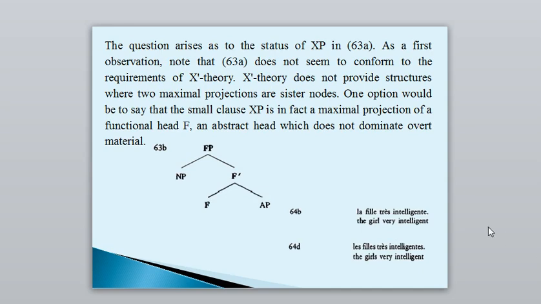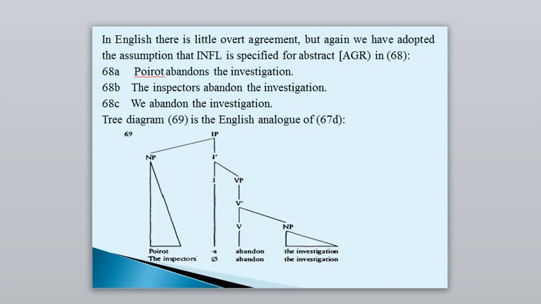So the question arises as to the status of XP in the previous diagram. As a first observation, note that this example does not seem to conform to the requirements of X bar theory. X bar theory doesn't provide structures where two maximal projections are sister nodes. You see, we have two maximal projections as sister nodes. One option would be to say that the small clause XP is in fact the maximal projection of a functional head, for example F, an abstract head which does not dominate overt material. Maybe we can put FP, functional phrase, instead of XP in the small clause.